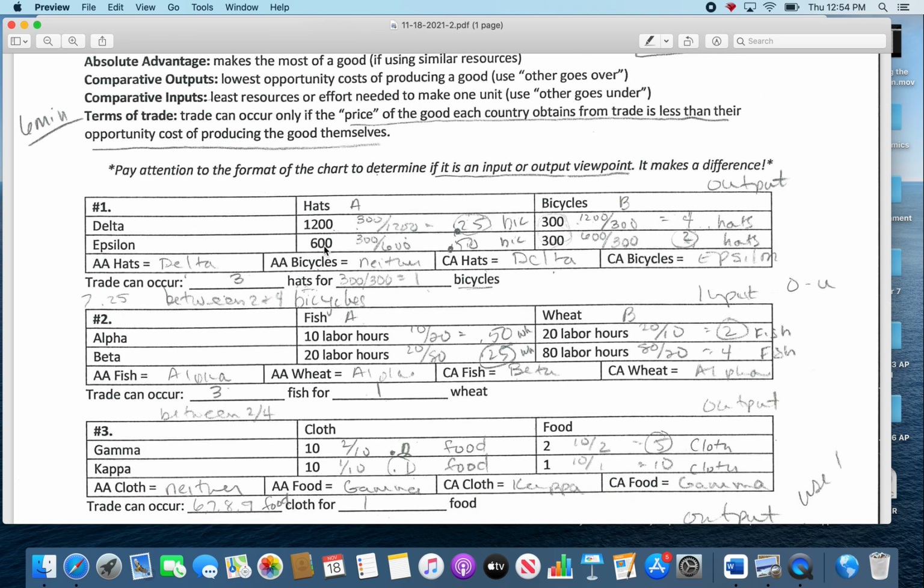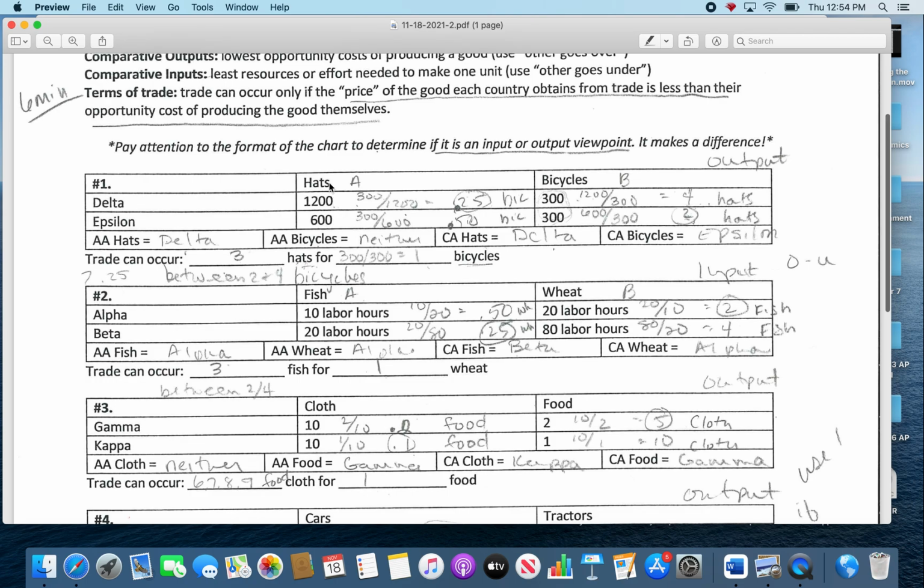All right, so if we're looking at a product and how many we make, that's an output. If we're looking at hours, that's obviously an input. So this first one, what we have is Delta and Epsilon, and the two products that they are making are hats and bicycles.